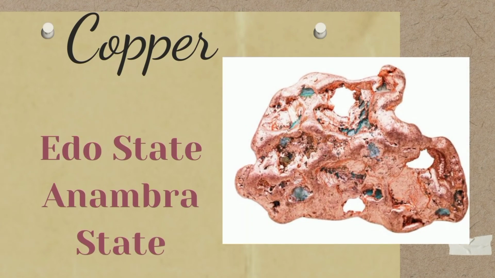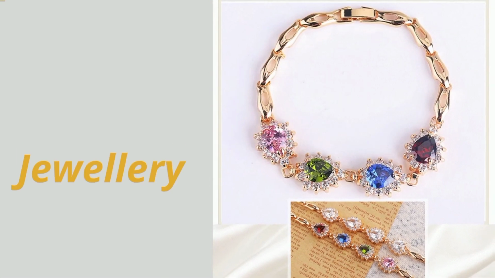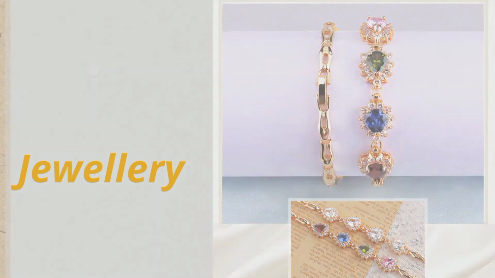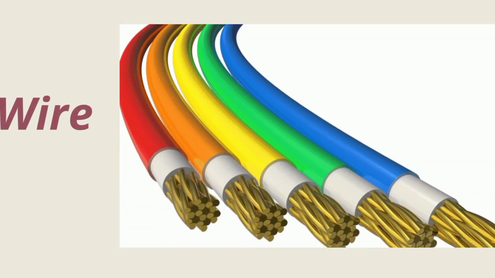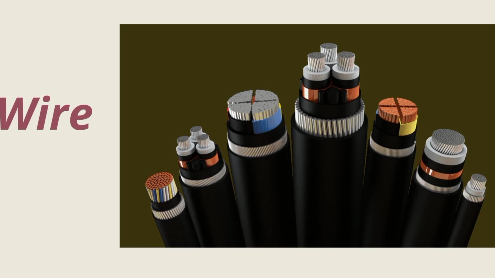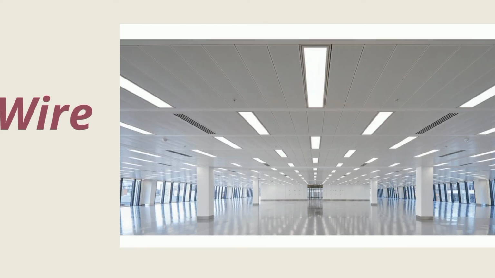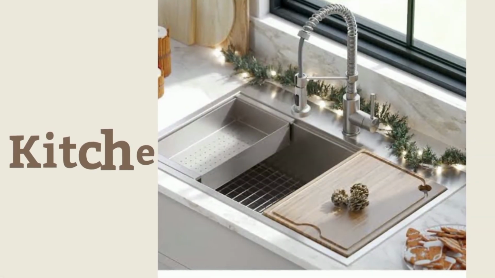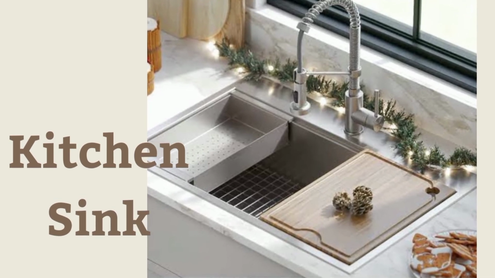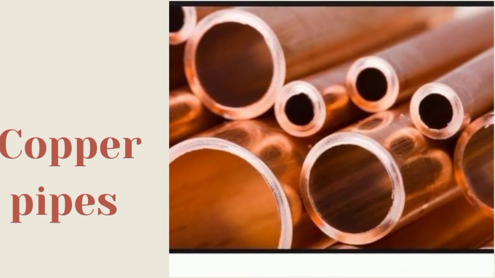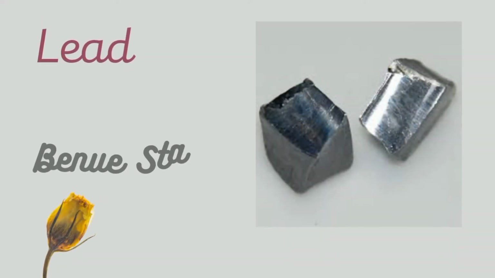Then copper is found in Edo and Anambra states. It is used for making beautiful jewelries, copper jewelries. It is used for making copper cables for generating electricity because it can conduct electricity. Remember, it is a metal, so it can conduct electricity. It is used for making kitchen sink. You see how beautiful it is. It is also used for making pipes because it does not rust.